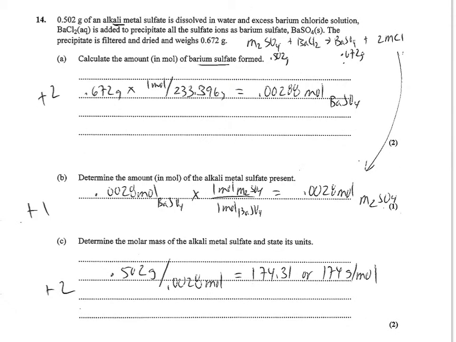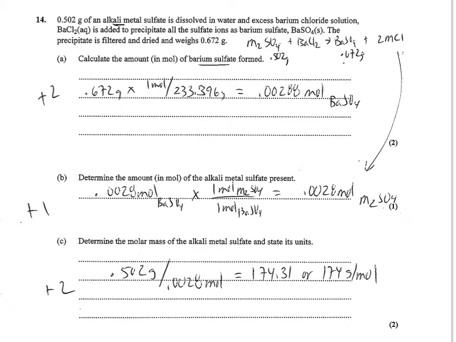Number 14, this is another neutralization reaction. Actually, it's a double replacement reaction. But again, a common one where they expect you to use some stoichiometry and a balanced equation to solve it. So 0.502 grams of an alkali metal. So alkali metal means it's in group 1A. If it's with sulfate, it's going to make it M2SO4, because 1A just has one valence electron. It's dissolved in water, so it just means it's aqueous.